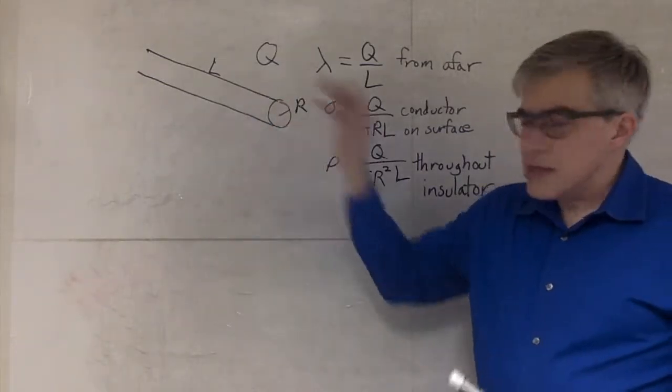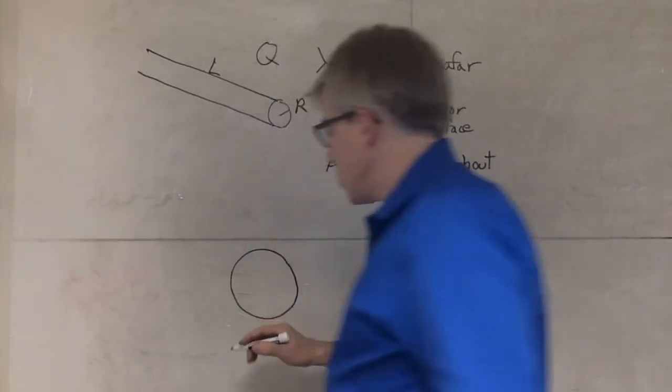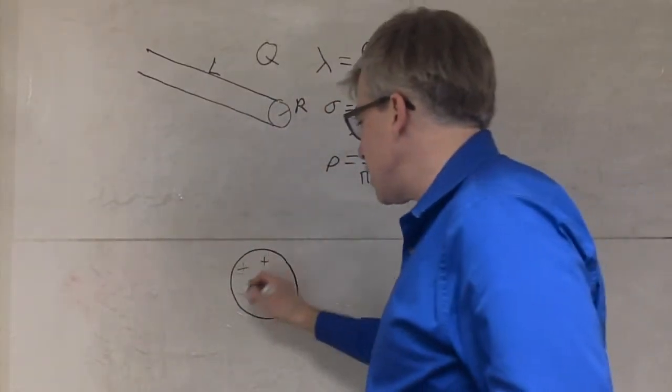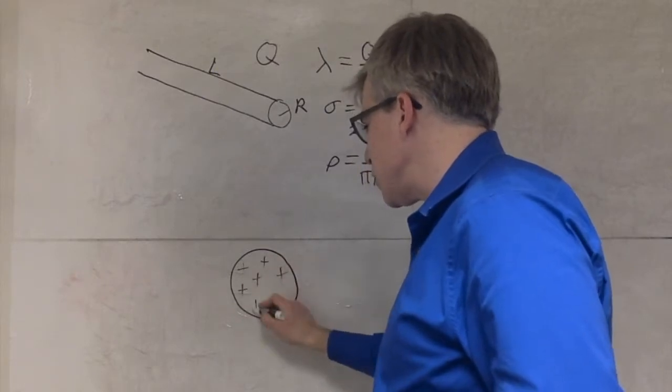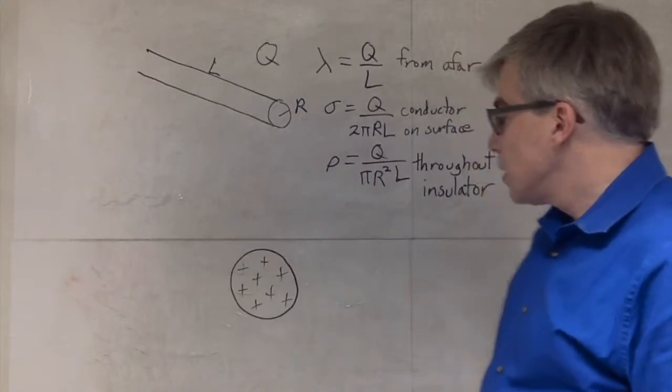So let's look at this edge on so that we can see the symmetry that we're going to use. Out to radius r, let's say we're doing the third case. We have a charge density throughout the volume. Now this is not a sphere, this is edge on of a long cylinder.